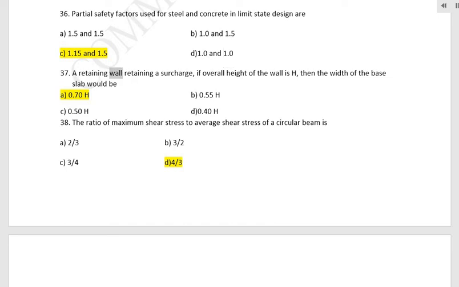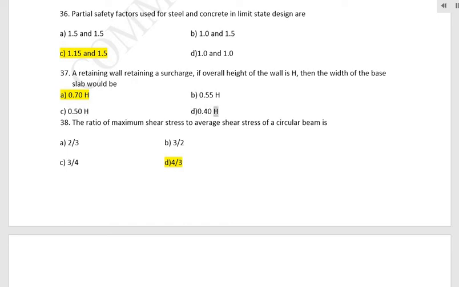A retaining wall retaining a surcharge: if overall height of the wall is h, then the width of the base slab would be: A. 0.70 h. B. 0.55 h. C. 0.50 h. D. 0.40 h.